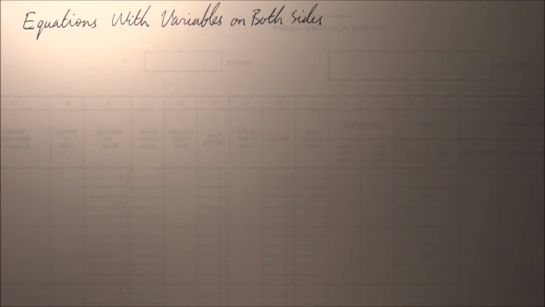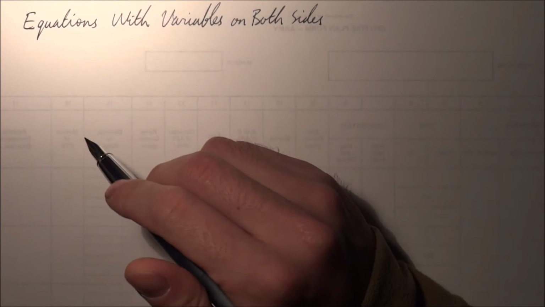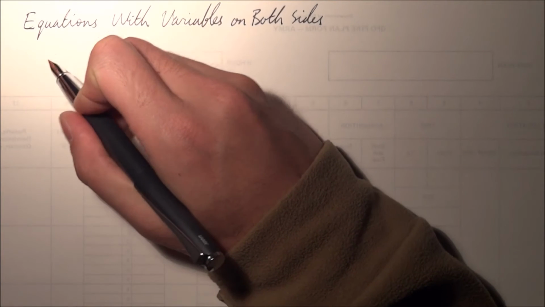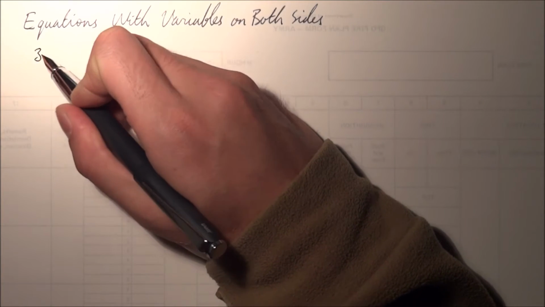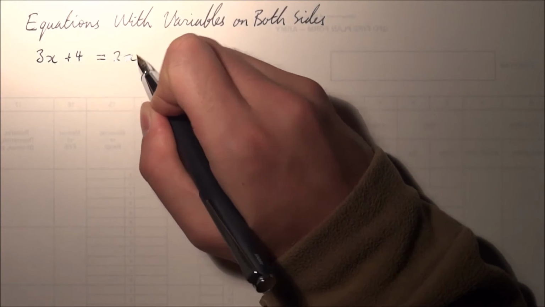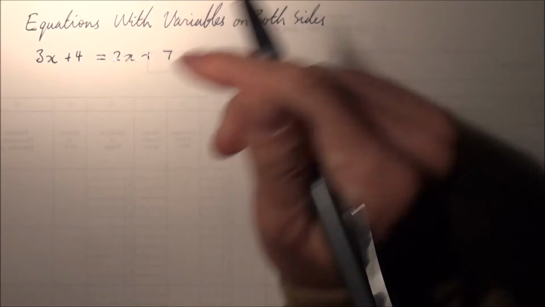Okay, so let's have a look at equations with variables on both sides. What do I mean by that? Let's have a look at an example. Say 3x + 4 = 2x + 7.